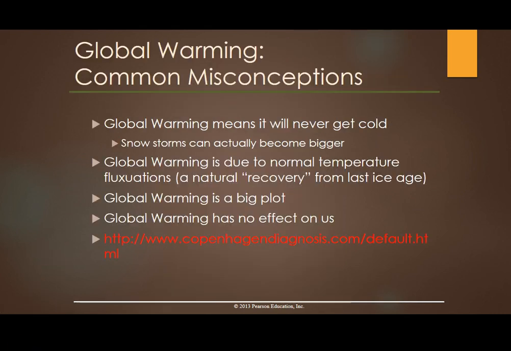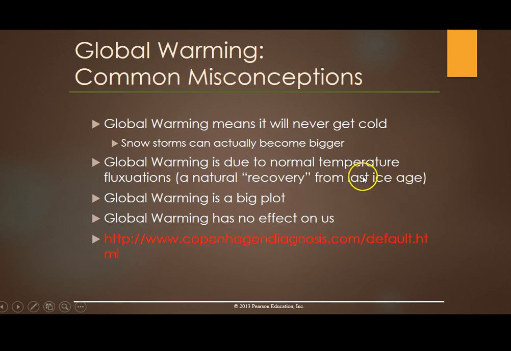Pretty cool. Some misconceptions. So people will say, hey, it was warm today, or it was cold today, we had a blizzard, there can't be global warming. It actually makes it worse. It gives us more extremes. And then there's the claim that it's a normal temperature fluctuation from a natural recovery from the last ice age.